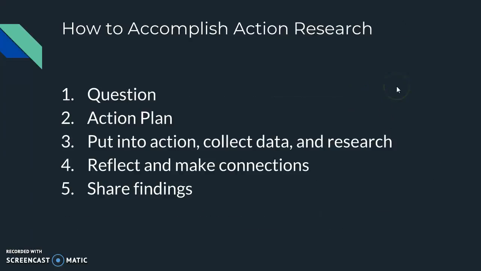So there are basically 5 simple steps to accomplish any action research. The first one is to come up with a question. So identify a problem within your school or within your classroom and see what you could go from there, maybe do a little bit of research with that. After doing some research or talking to somebody else, you can come up with an action plan to think about how am I going to combat this question, or how am I going to gather data within this question. And once you come up with a plan, you're going to put the plan to action, collect data, and research.